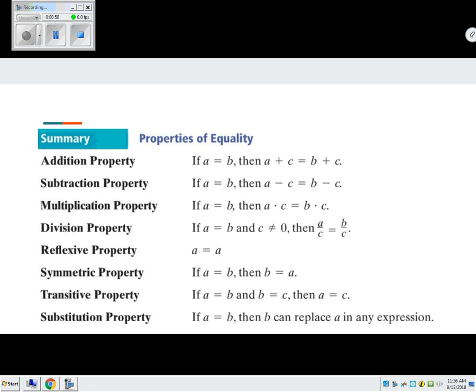Just as a review from Algebra 1, these are all of your properties of equality. I'm not too worried about the ones down here at the bottom of the page, but the first four we're going to be using today.